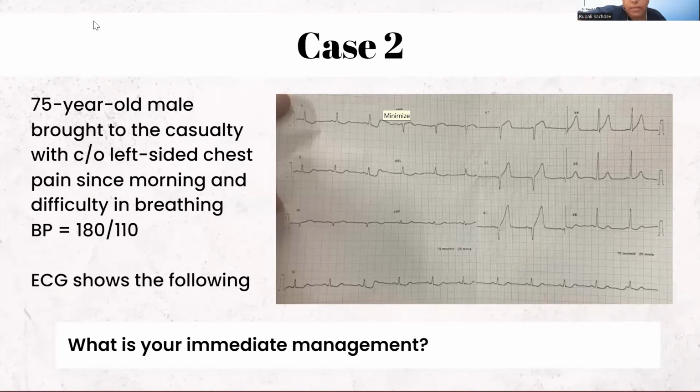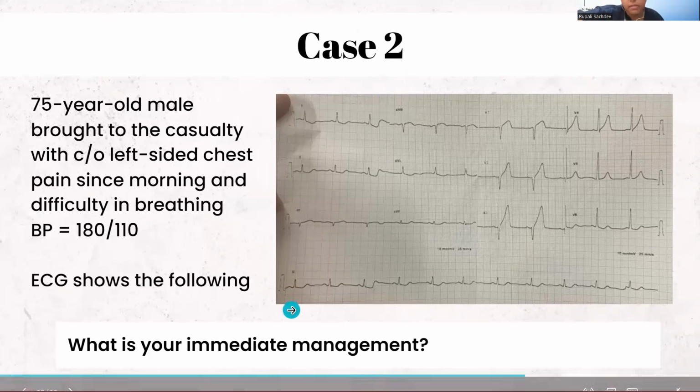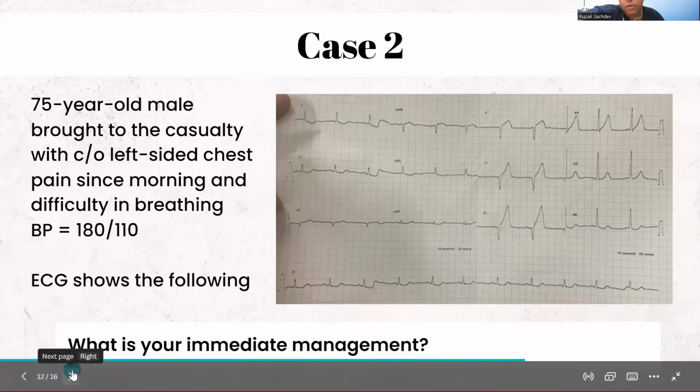Good. Anterior wall MI, right? And I just covered MI, so you know the immediate management is MONA: morphine, oxygen, nitroglycerin, aspirin, clopidogrel.